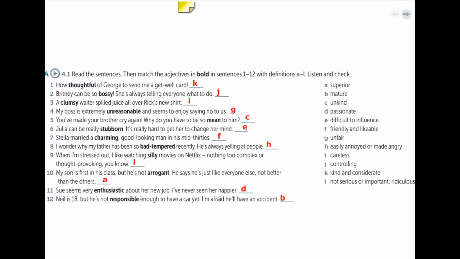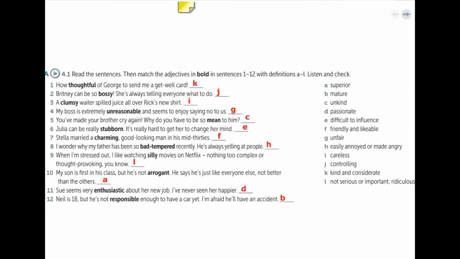4.1 1. Thoughtful. K. So number 1, letter K. A thoughtful person is kind and considerate, right? 2. Bossy. J. Number 2, bossy means controlling, right? 3. Clumsy. I. Number 3, clumsy means careless, all right? The person that does not pay attention, all right?